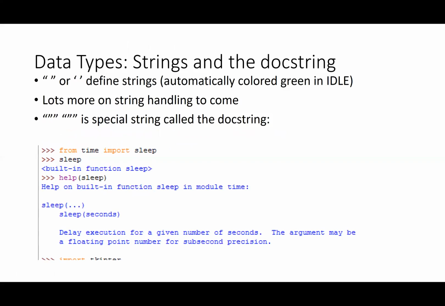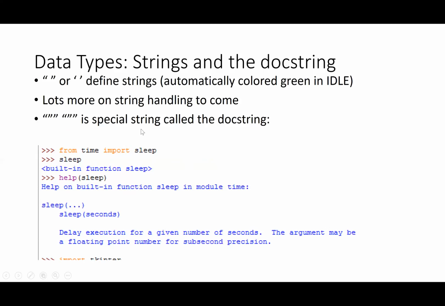A little bit more on strings. We can define strings between single or double quotations. I'm a bit lazy about changing around, which probably isn't good. They're always colored green. We'll talk a little bit more on handling strings later, but I just want to mention that the use of three double quotation marks at the beginning and end of some text generates a special string called the docstring. Why might you want to have docstrings in your functions?